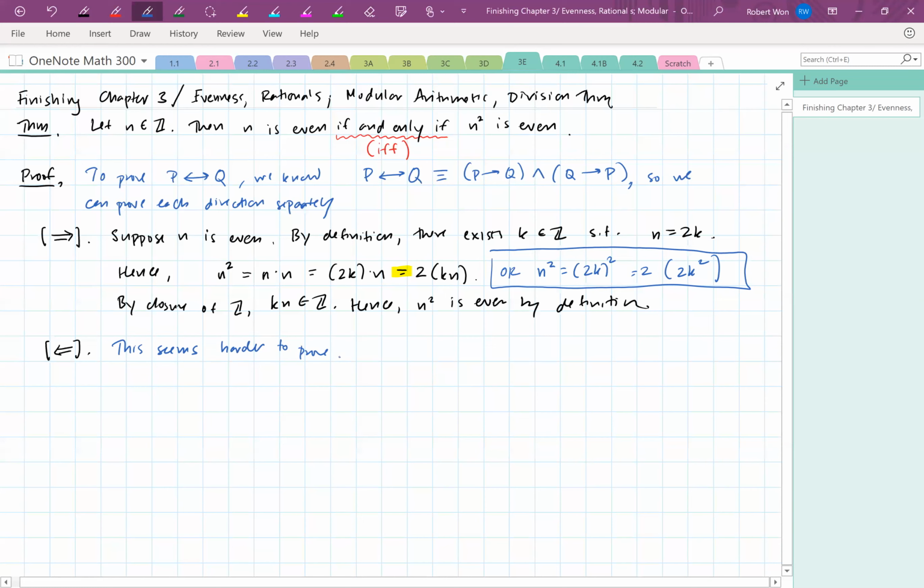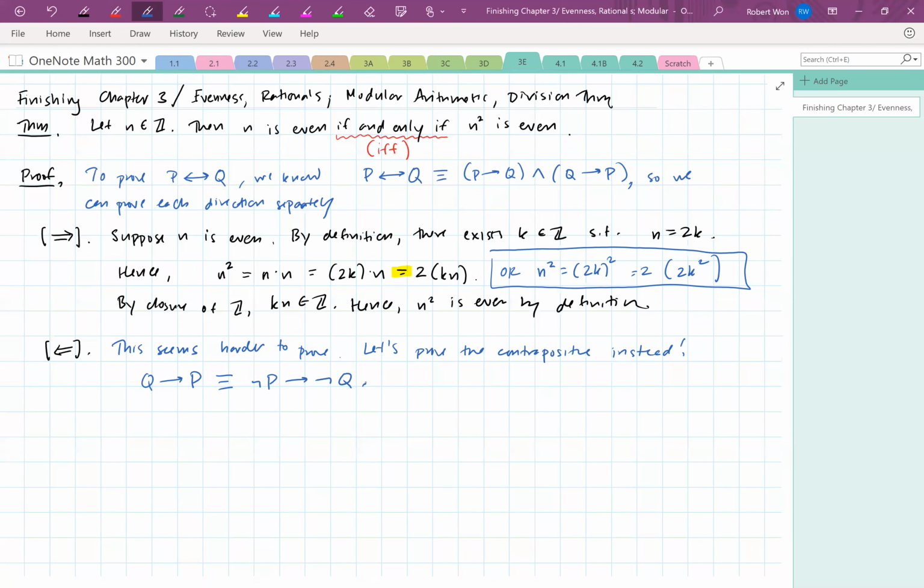But here we can use a very nice trick, a nice technique. Let's prove the contrapositive instead. What I'm trying to prove here is if Q, then P. But we know that this is logically equivalent to if not P, then not Q. And way back when we learned about the contrapositive, I said sometimes the contrapositive is easier to prove because negating P gives you something concrete to work with. Go back and watch the lecture for the proof.